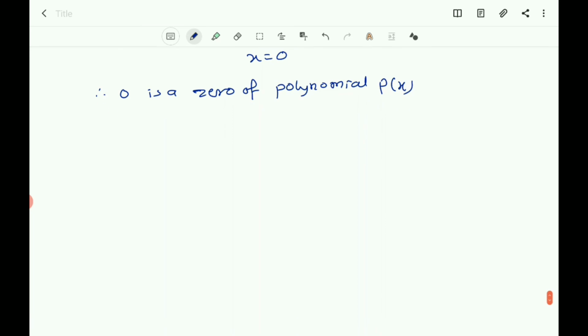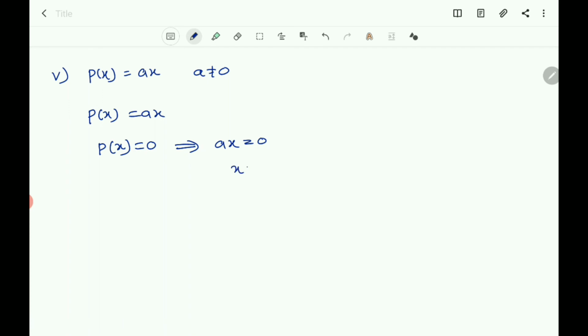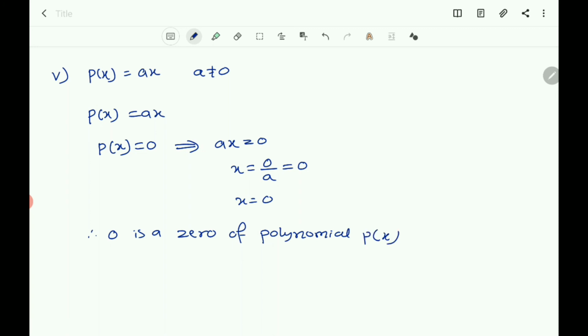Next one, the sixth one, P of x equals ax. Here a is not equal to 0. So you take P of x equals ax. For some values of x, P of x must be equal to 0. That implies ax must be equal to 0. Then x equals 0 by a, that is equal to 0. So you got x equals 0. Therefore again here 0 is a 0 of polynomial P of x.